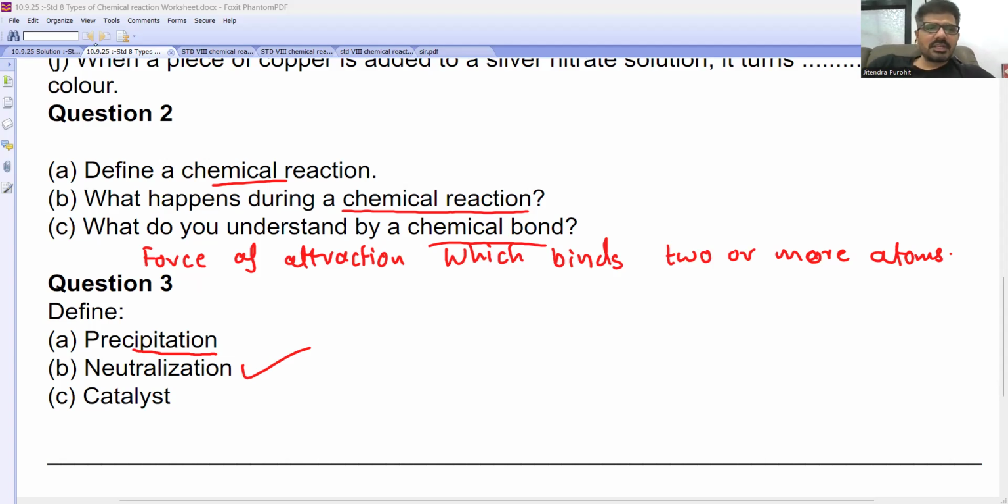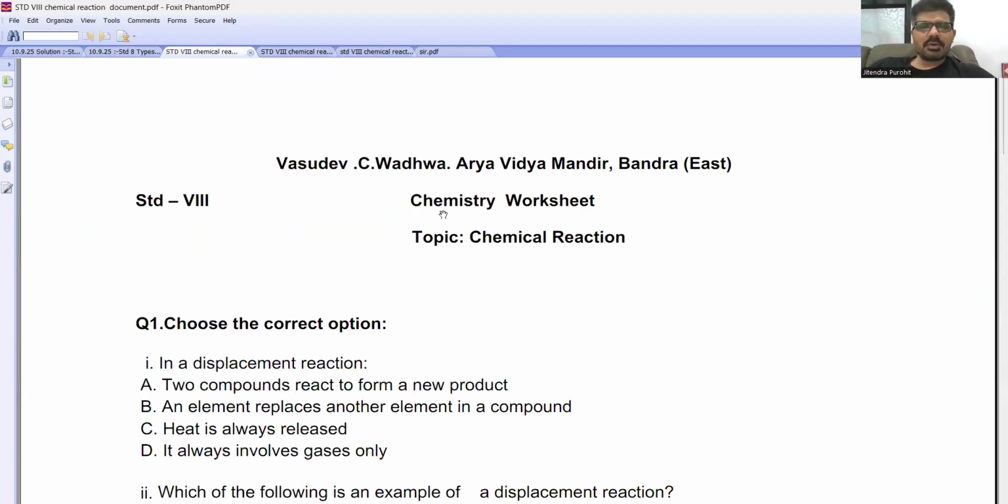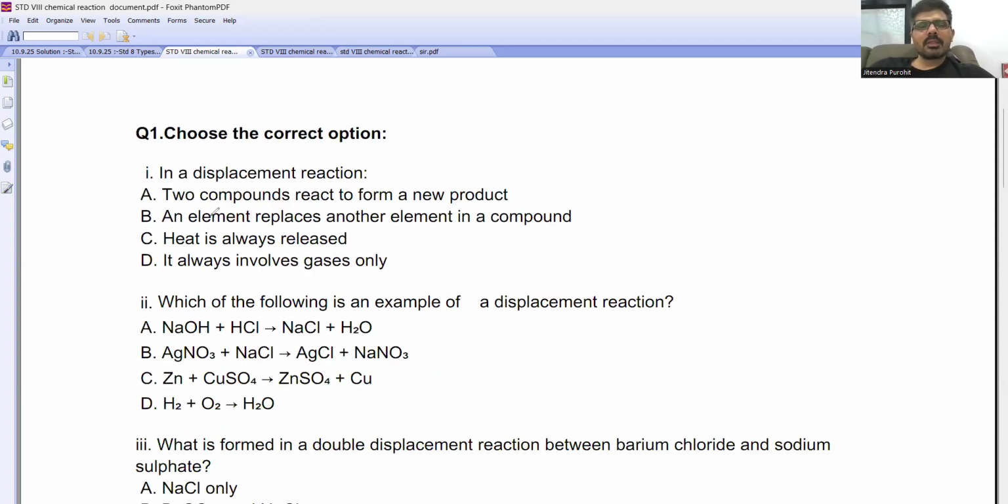So this worksheet is done. Now I'm going to go to the next worksheet. This is a very important worksheet on displacement. In a displacement reaction, what happens? An element will replace another element.